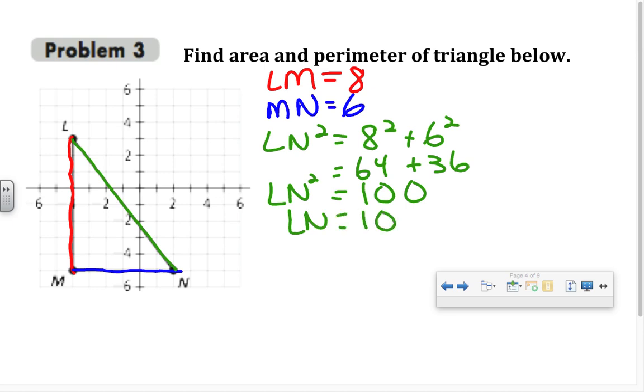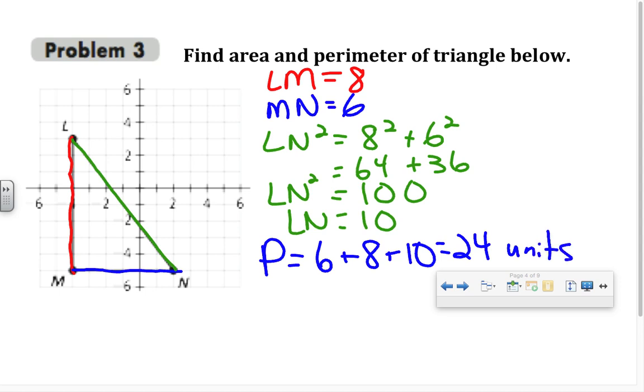Okay, but keep your eye on the ball. The problem isn't asking us for the length of the segment. The problem is asking us for the area and perimeter of the triangle. Well, we've just found the 3 lengths of the sides of the triangle, so it would be very easy to find the perimeter. We just have to add those 3 numbers together. So perimeter is going to equal 6 plus 8 plus 10, or 24 units.